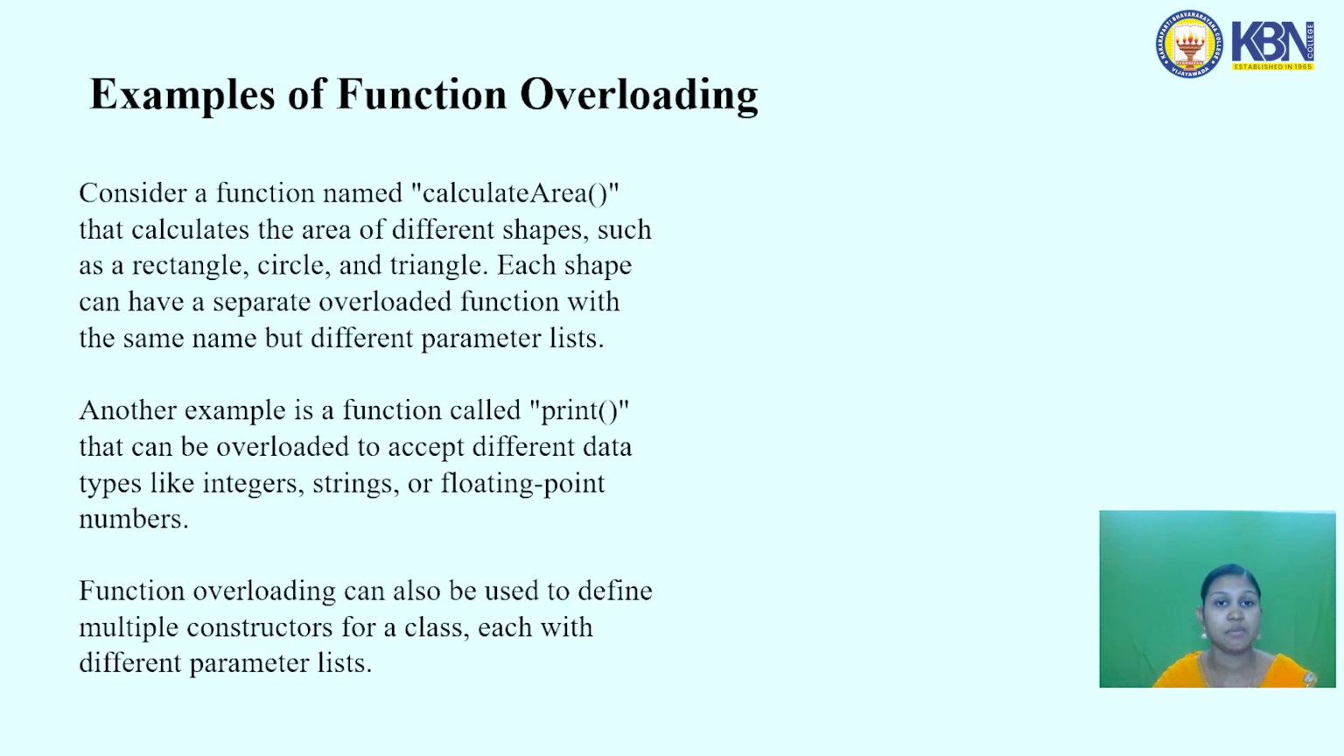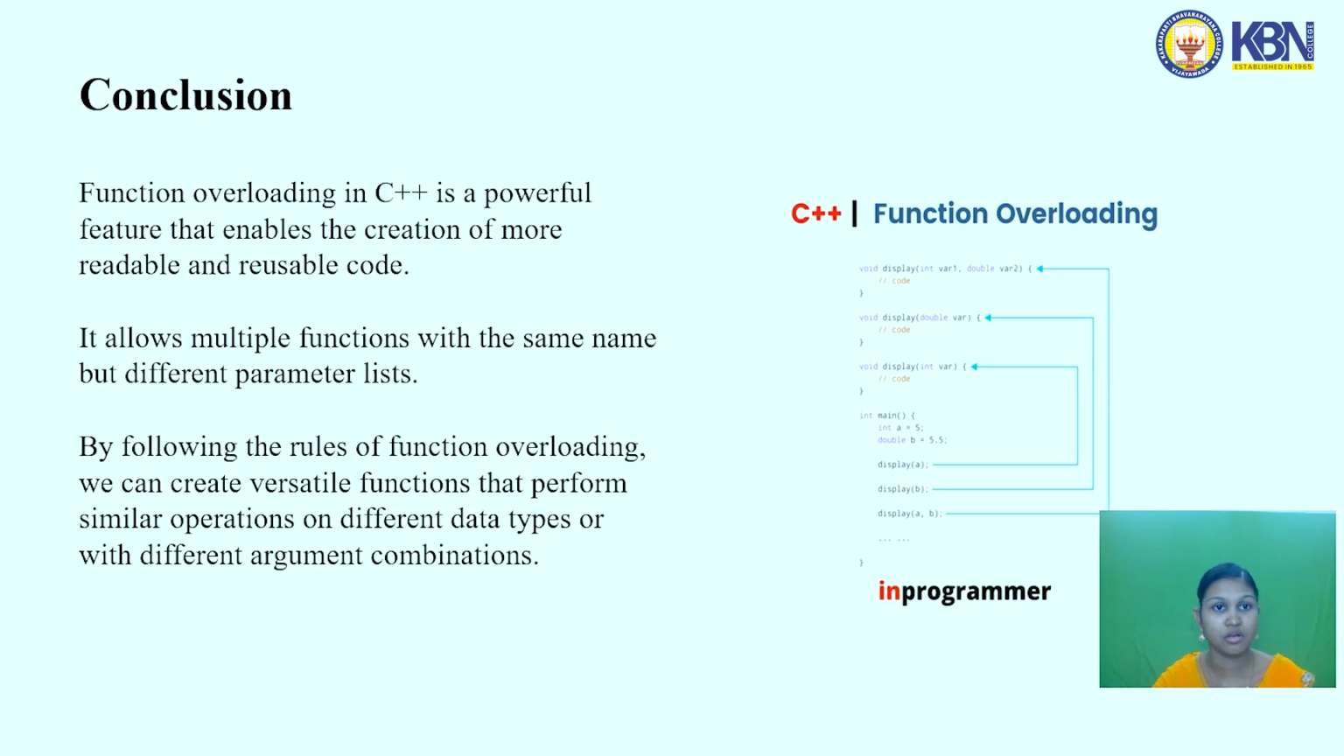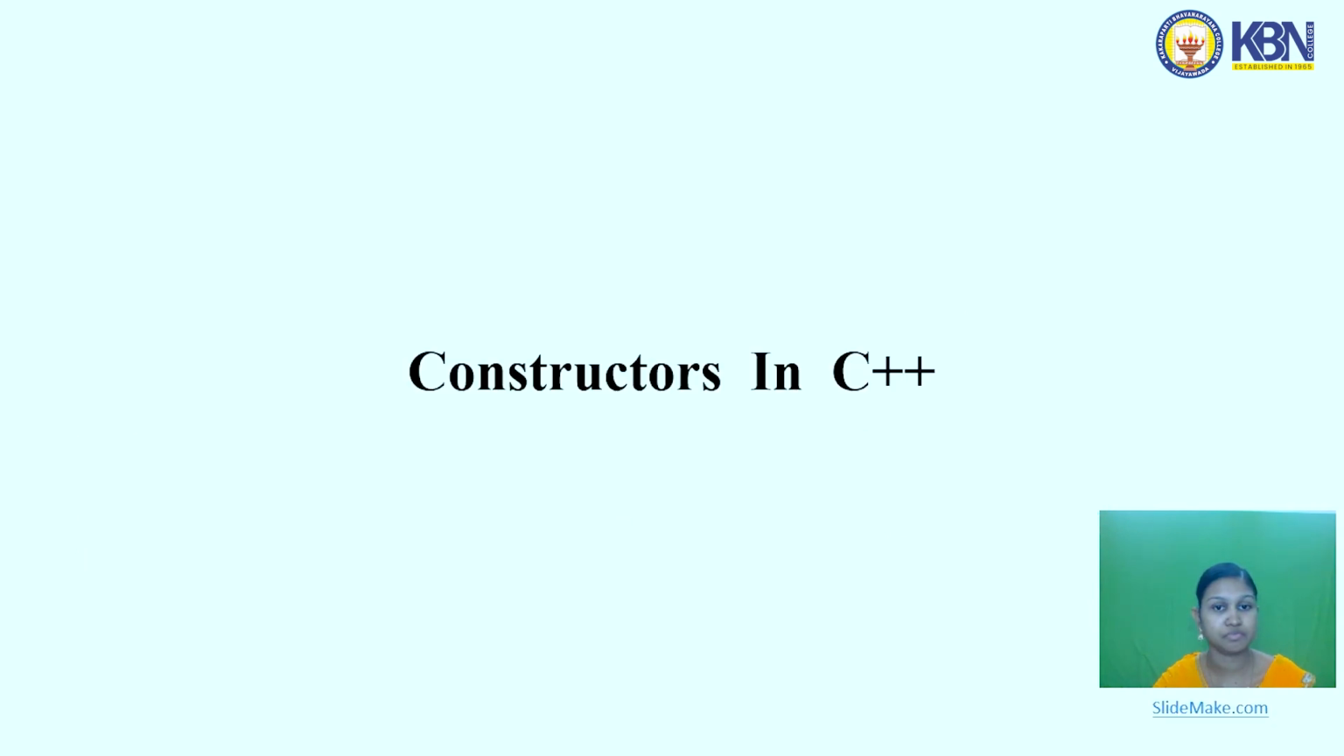Let's take one example of function overloading. You can use calculate area, which is a function of a class, for rectangle, circle and triangle. These are all related to the area concept. In function overloading, you can access multiple functions, but you use different parameters.